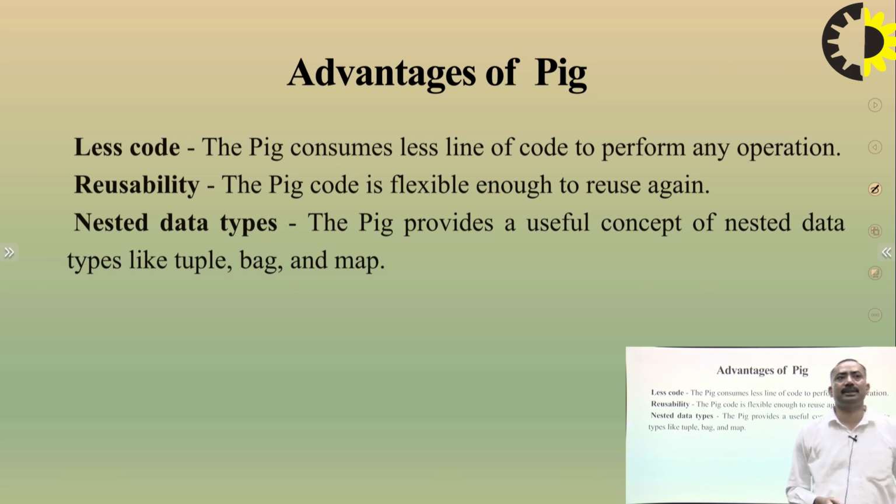Then what are the advantages of Pig? We have these three advantages. First one is fewer lines of code. Pig consumes fewer lines of code to perform any operation. Reusability: the Pig code is flexible enough to be reused again. And nested data types: Pig provides a useful concept of nested data types like tuples, bags, and maps. What are these bags and tuples? We will discuss later. So these are the few advantages of Pig: less code, reusability, and nested data types.